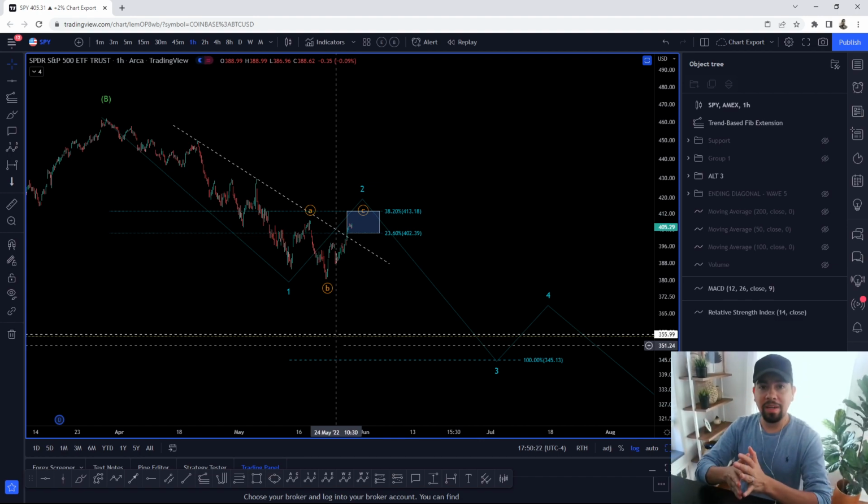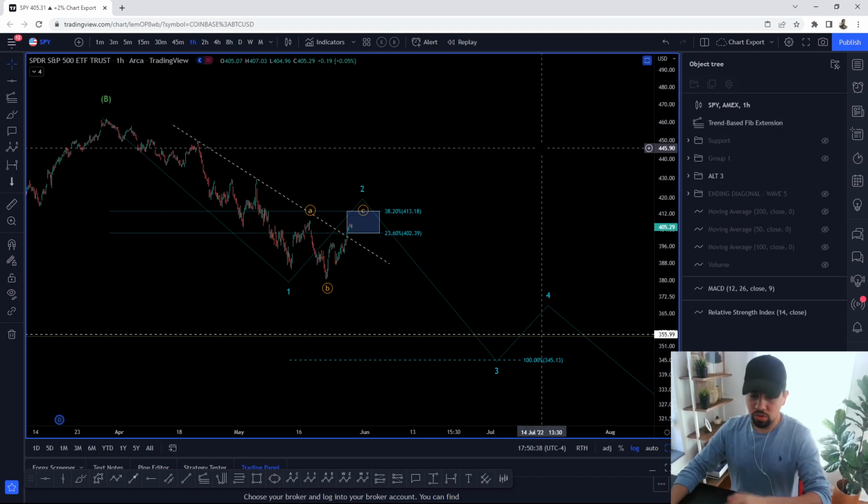So I do expect more downside in this market. I will expect a little bit more push to the upside, maybe a little bit beyond the 38.2% retracement. I'll wait for that until tomorrow or next week's video. But for now, I will hold the 413 as my level of resistance. All right, jumping over to the triple Qs.